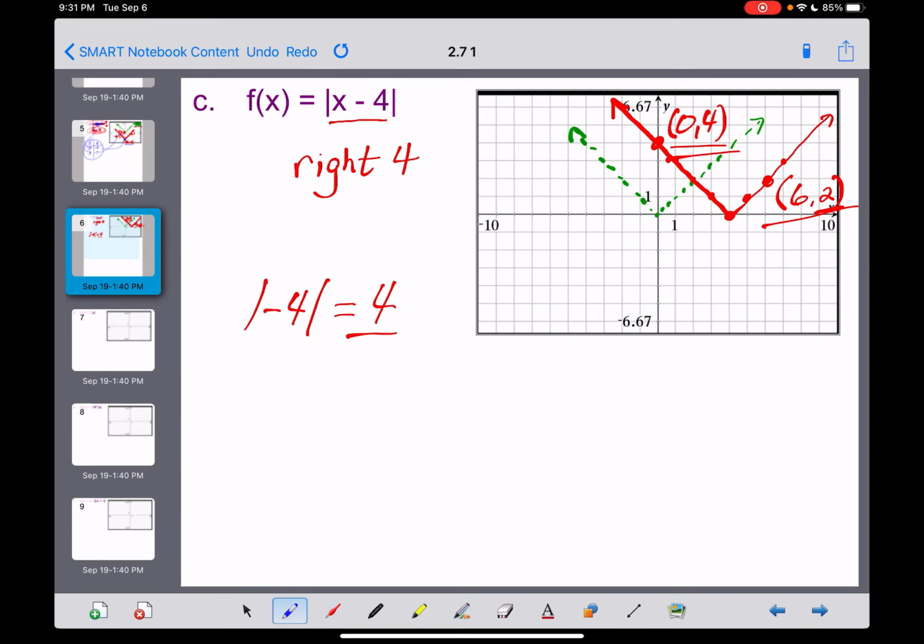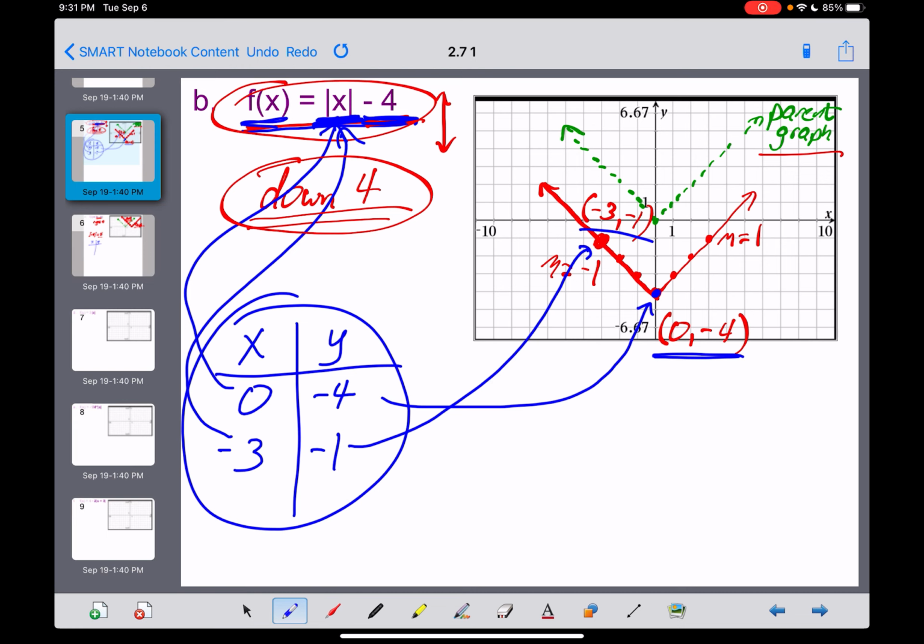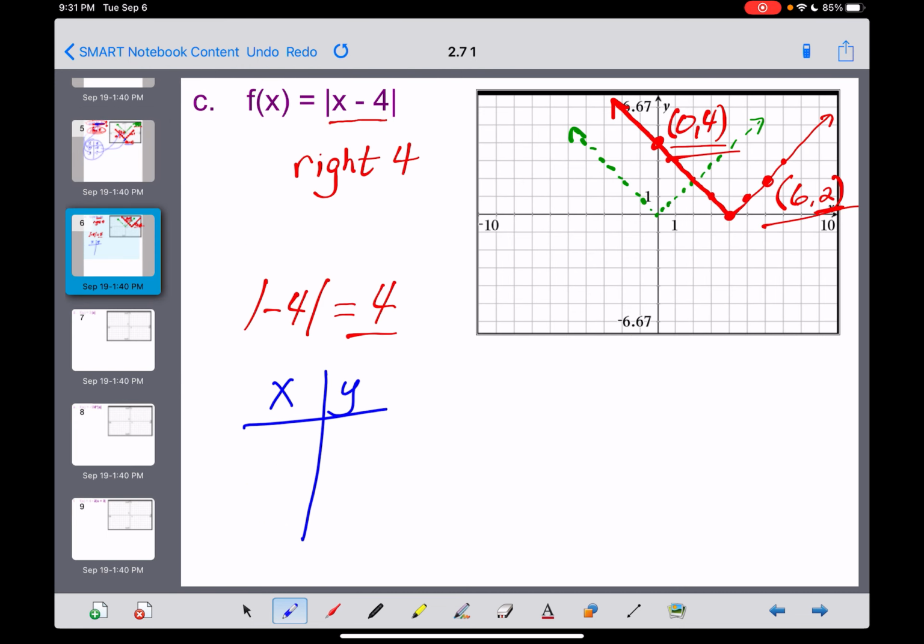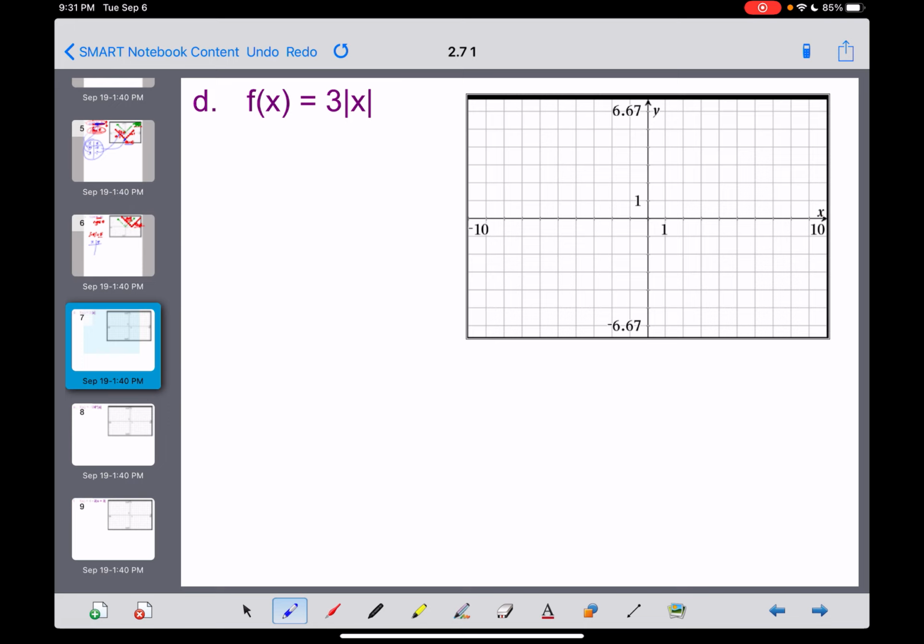So as a reminder, I'm not sitting here making a table of values for every single one of these problems. I could do that if I wanted to, but it's much, much faster if we learned those transformations that we talked about in section 2.6, and we can use those. We did some vertical shifting in example B. We did some horizontal shifting in example C. Now let's take a look at what's going on here in D.